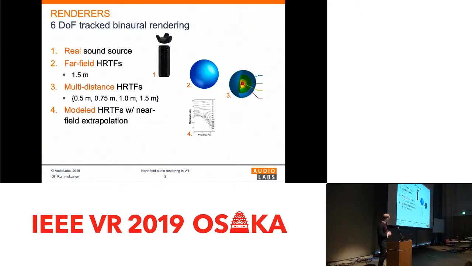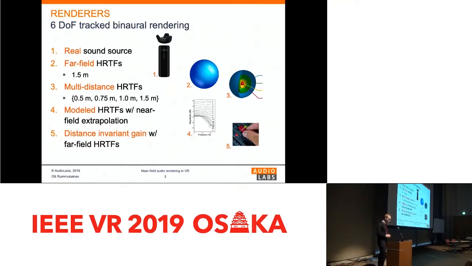Then this fourth condition is a bit different. Instead of measuring HRTFs, we can also model them from a spherical head model. We can take an ideal sphere and compute from that what the HRTF would look like. And that was done here. And this was combined with extrapolating the near field effect. We know physically approximately how it looks, and we can create a filter that approximates this effect. So we combine this model with the modeled HRTF. This is really a fabricated case.